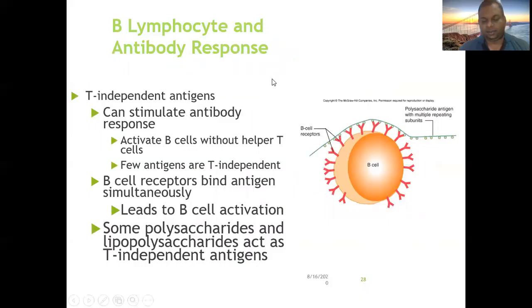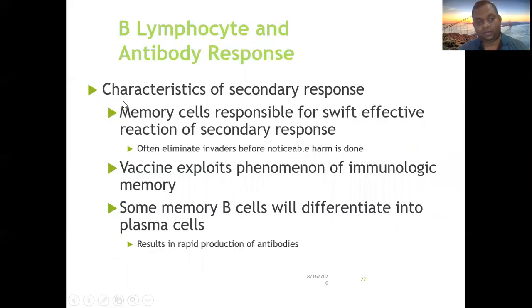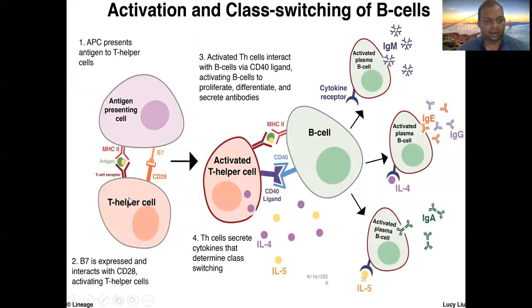There are other things: T-independent antigens can stimulate antibody response and lead to activated B cells without helper T cells. Few antigens are T cell independent, like some polysaccharides and lipopolysaccharides. B cell receptors bind these antigens simultaneously, leading to B cell activation. Those polysaccharides directly activate B cells without the T pathway; that's why it's termed T independent. Earlier it was T dependent. Here it directly activates, but it's rare.